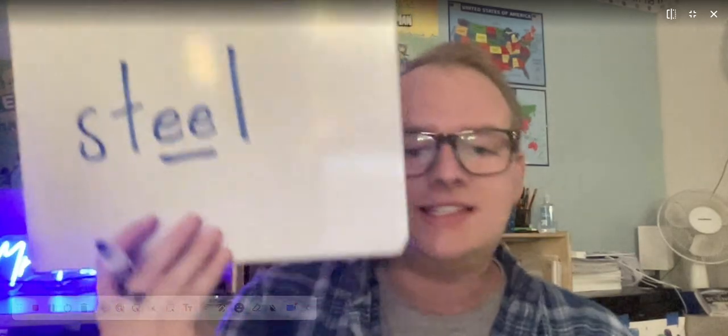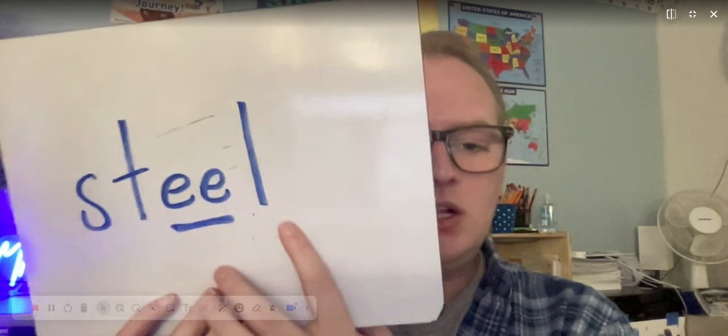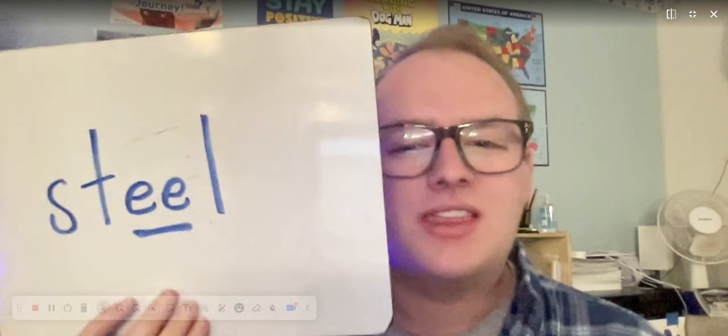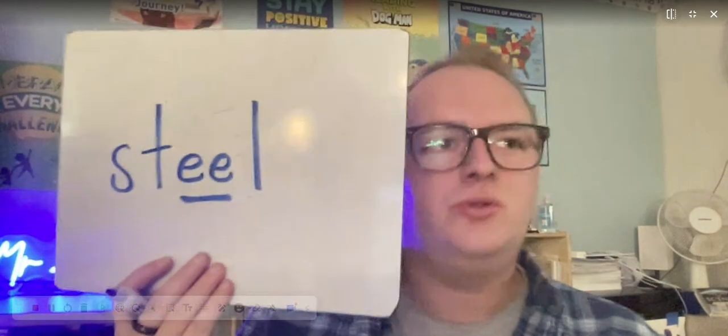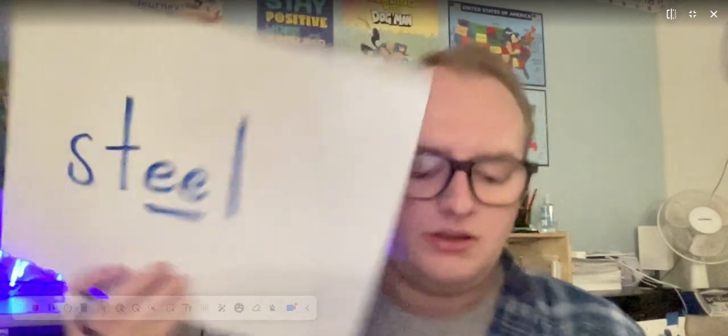I want you to change the E-A back to E-E, that long E vowel team. The word is still steel, right? S-T-E-E-L, steel. It's still steel, but this type of steel is like the metal that they use to build buildings and different things like that. This is steel. Good. Okay, go ahead and erase those boards, and we are going to move on.